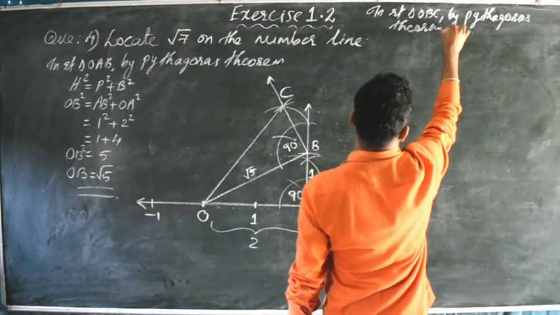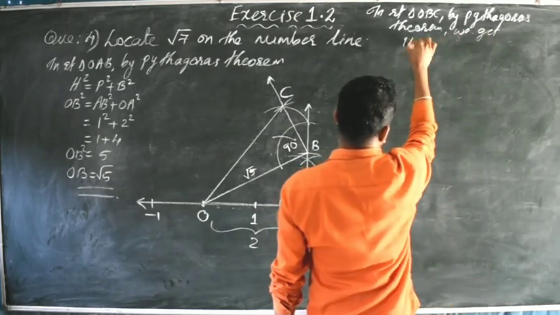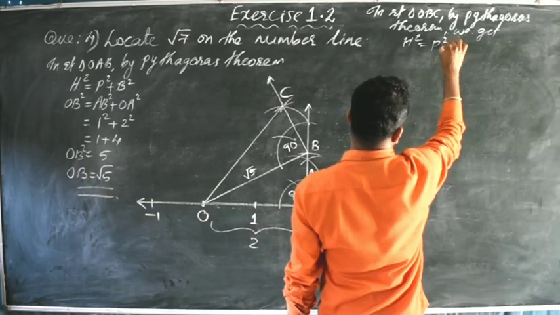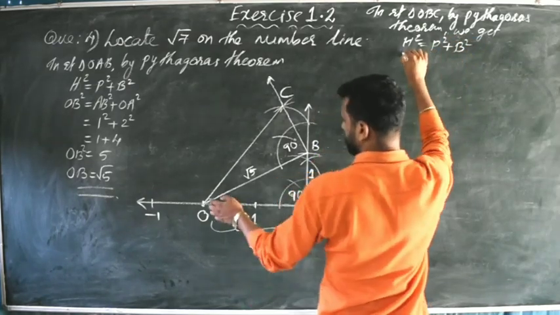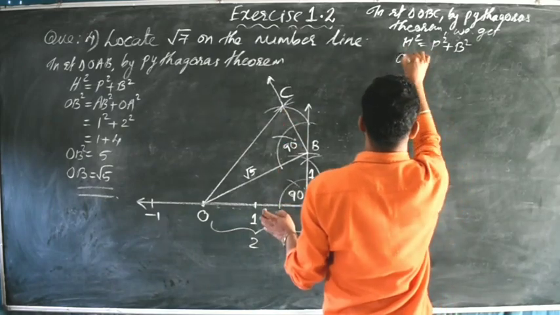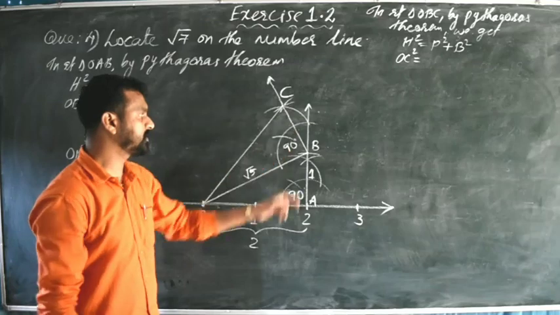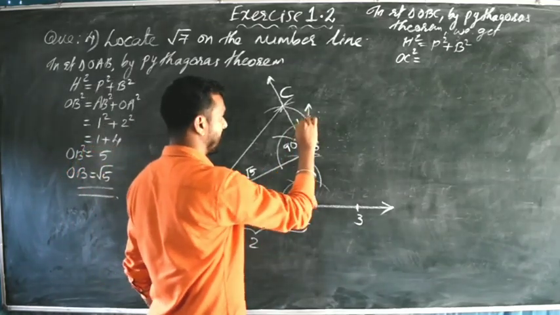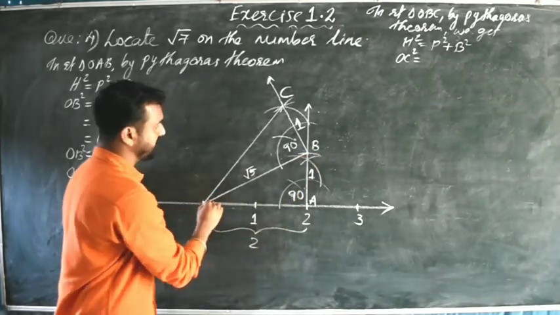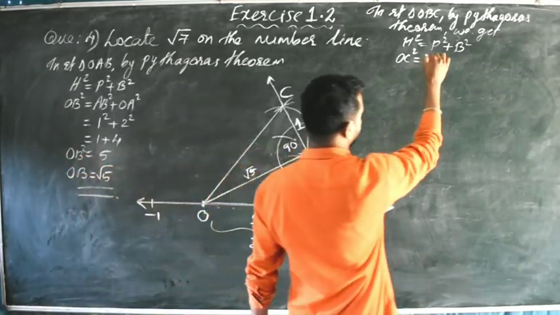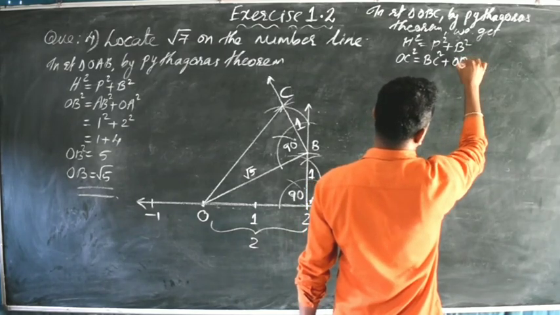By Pythagoras theorem, what do we get? Hypotenuse square is equal to perpendicular square plus base square. Hypotenuse it is OC. OC is the hypotenuse. OC square is equal to, which one is the perpendicular here? BC. That we made it 1 unit. You have to mark it here 1 unit. BC square plus base is OB. So base square OB square.